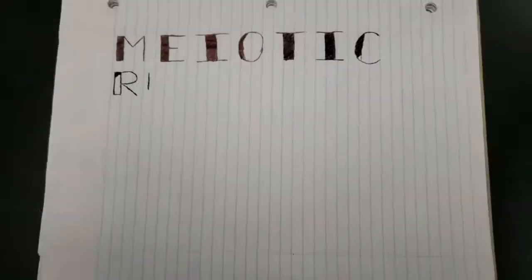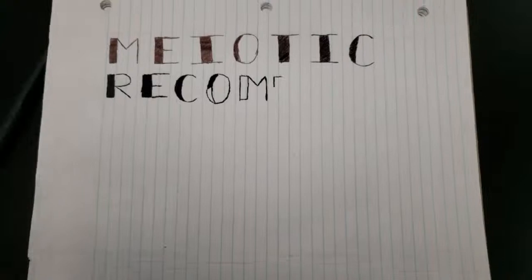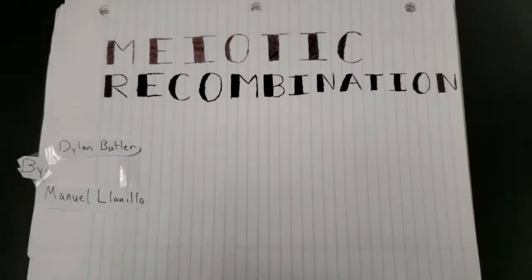Hi, my name is Dylan Butler, and I will be explaining the effect of meiotic recombination and gametogenesis of parents on predicting offspring with Punnett squares. First of all, I will be explaining to you some key terms in detail.